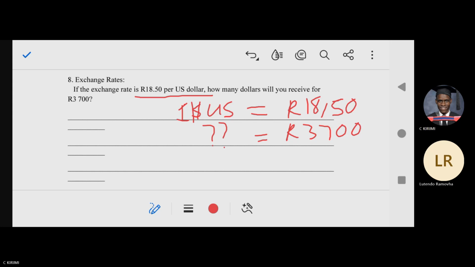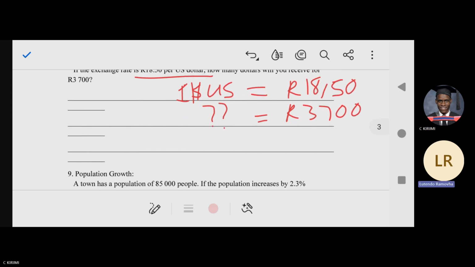Is he going to get more US dollars than $1 US, or less than $1 US? More than $1 US, isn't it? It's $200. Yes, so which means it's a division problem. Meaning we are going to divide.